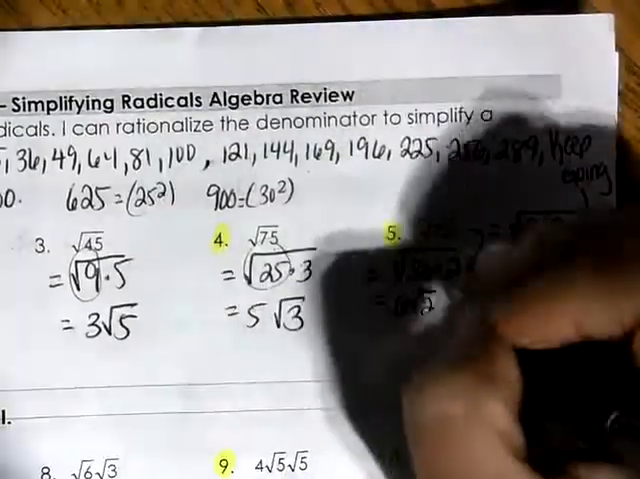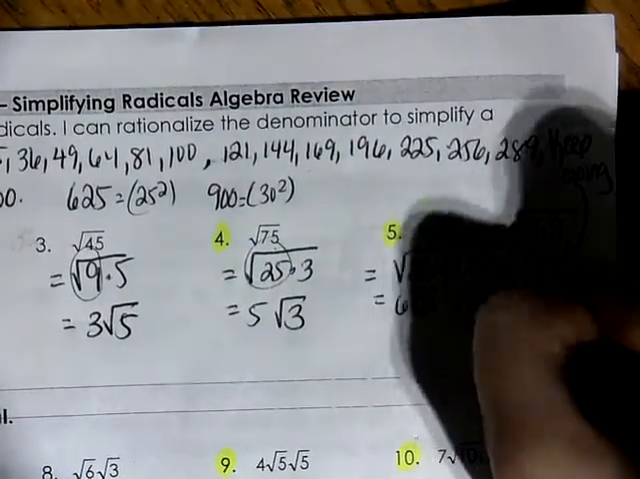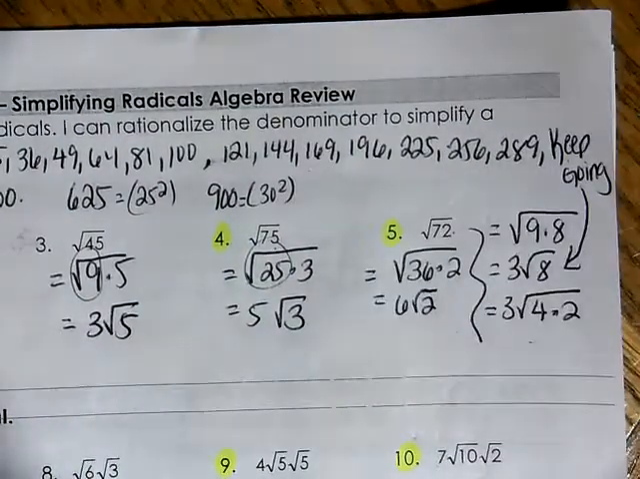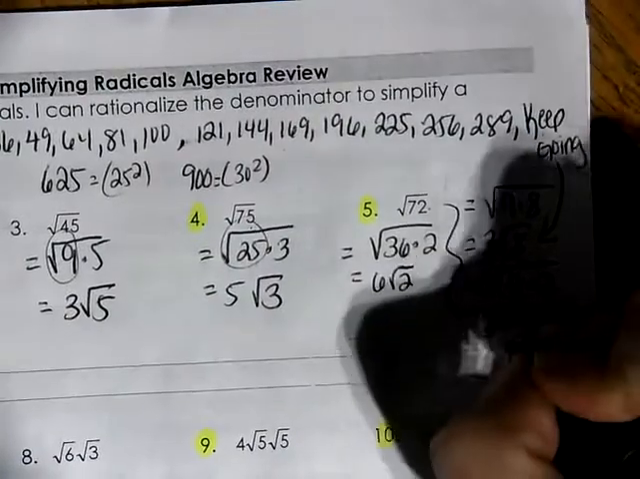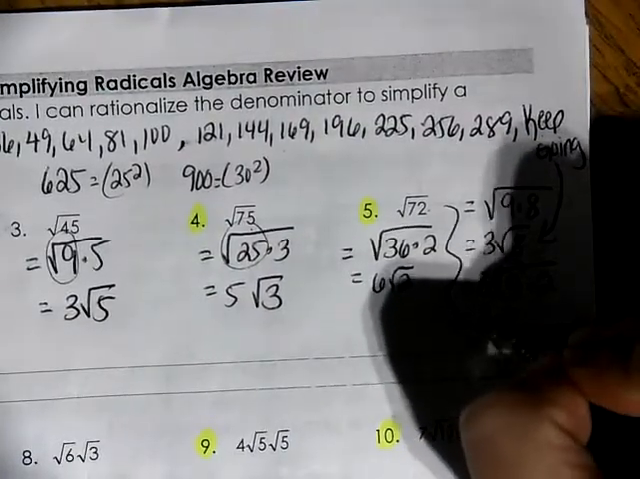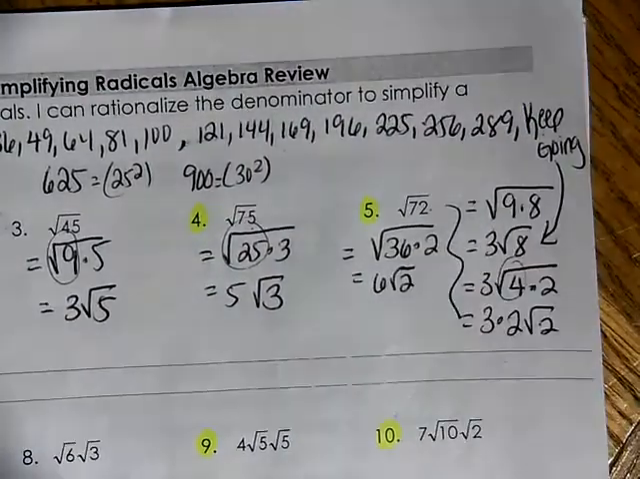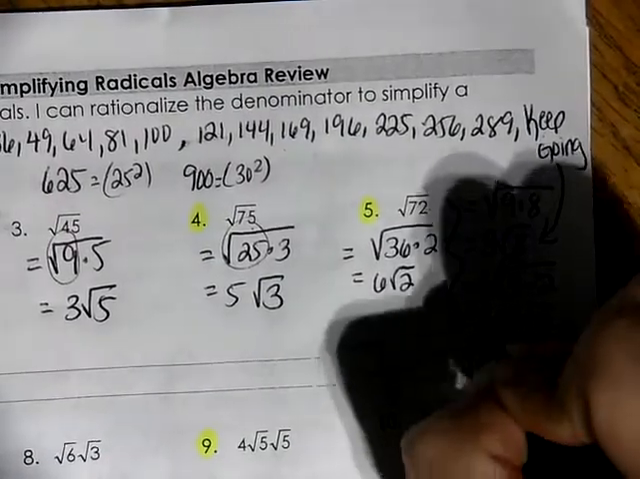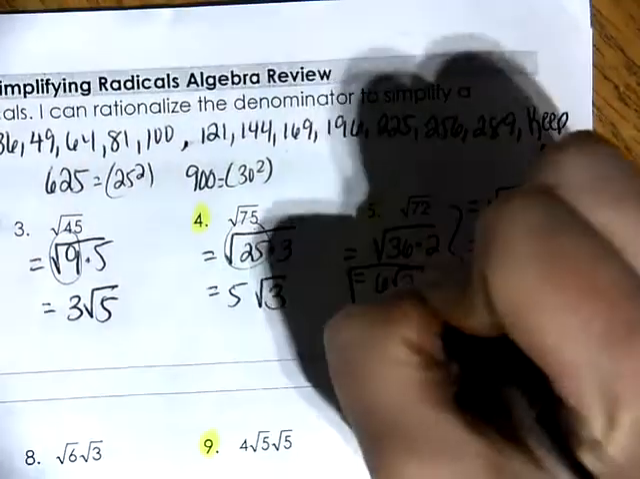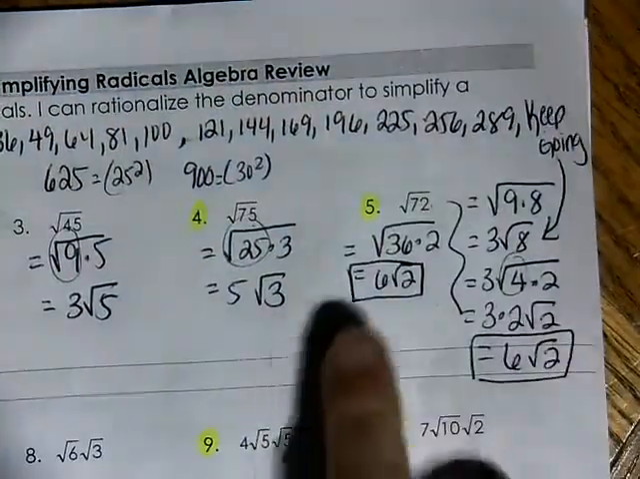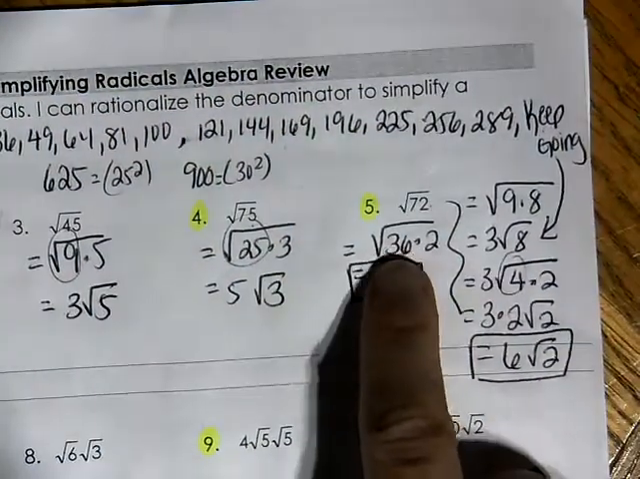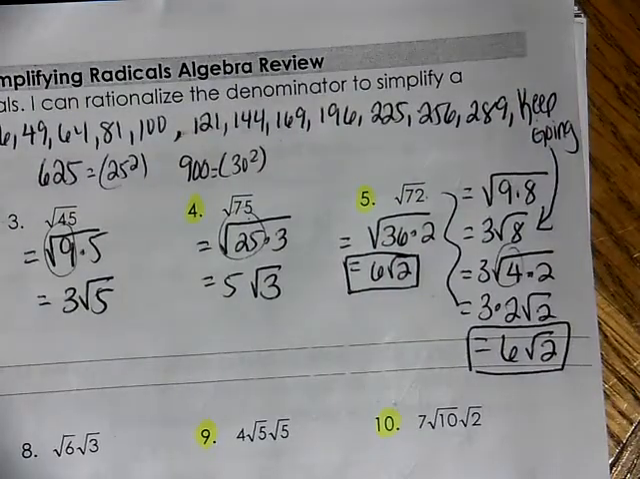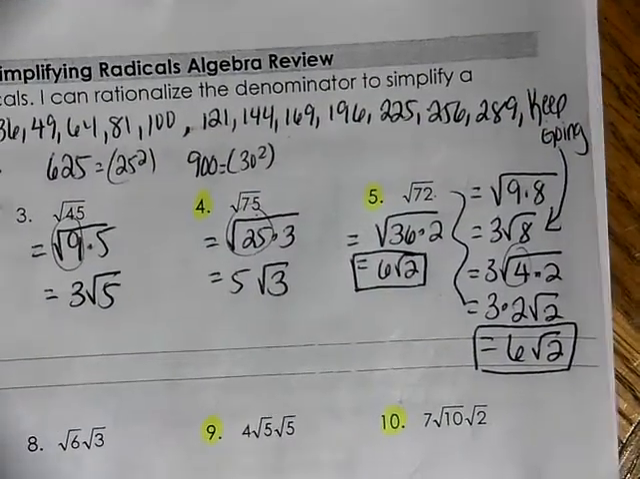So because I need to keep going, I know that this is 3 times the square root of 4 times 2. The square root of 4 is 2, so this is 3 times 2 times the square root of 2. And I still end up with 6 square roots of 2. So both ways will get you the same answer. It's just one way is a lot faster, and that's looking for the biggest perfect square factor.